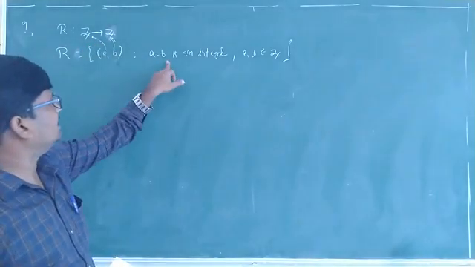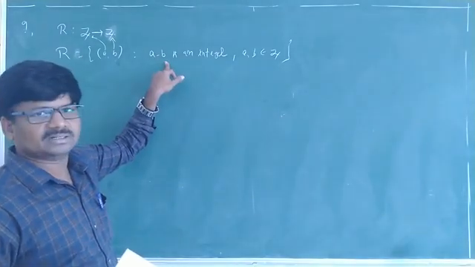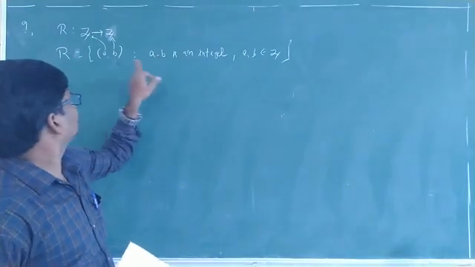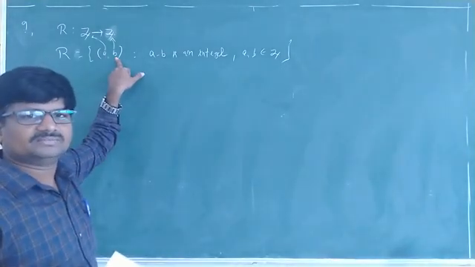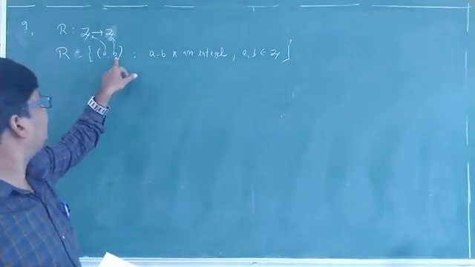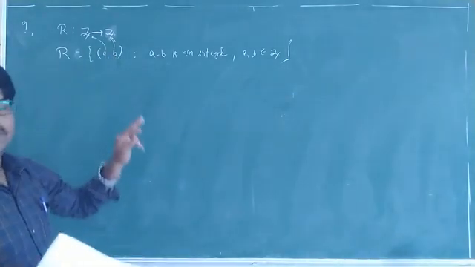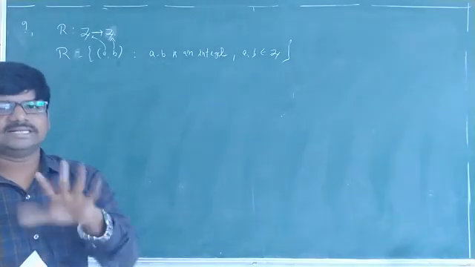Range: A minus B is the range. Whatever element you get is in the range. Range means the second element. First element, second element. The second element you can take as every value, and A minus B will be an integer only. So the domain is Z and the range is also Z.